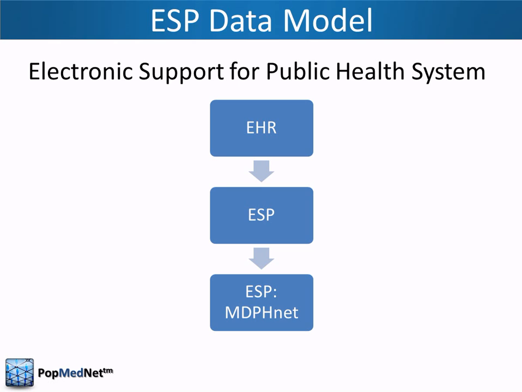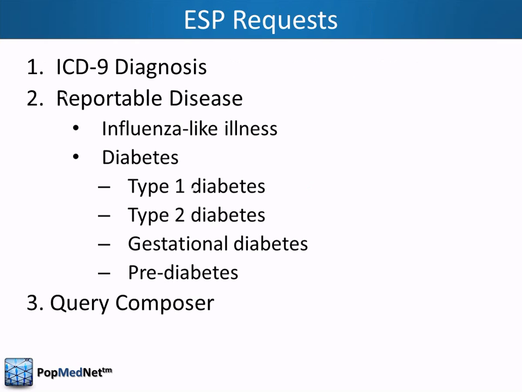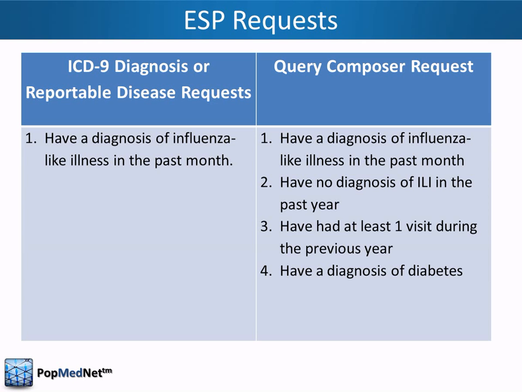ESP stands for Electronic Support for Public Health and is a standardized representation of EHR data. ESP also uses complex algorithms that identify select reportable diseases of public health concern, such as diabetes, influenza-like illness, and Lyme disease. The PopMedNet software application currently supports 3 ESP request types: ICD-9 diagnosis, reportable disease, and the Query Composer. The Query Composer enables the most complex requests.